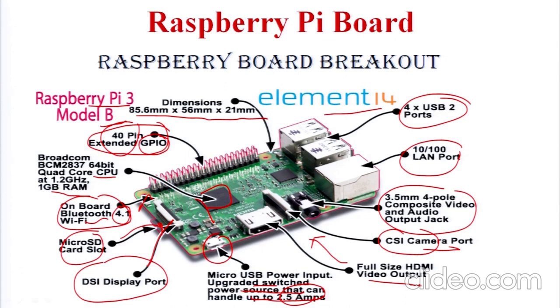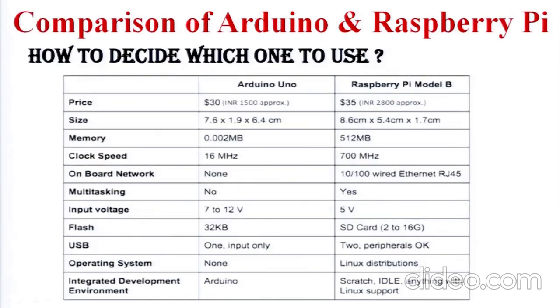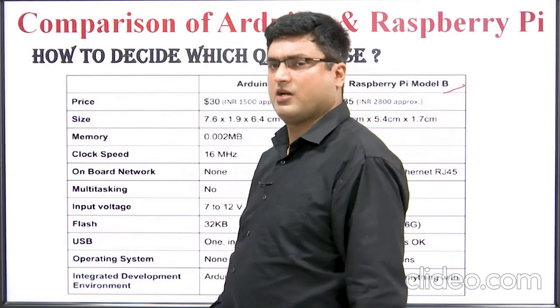There are a lot of versions available. So, how to decide which one to use? Is Arduino better or is Raspberry Pi better? You can decide. I am comparing both of them. This is the Arduino Uno. This is Raspberry Pi, and we are comparing on the basis of some key features.